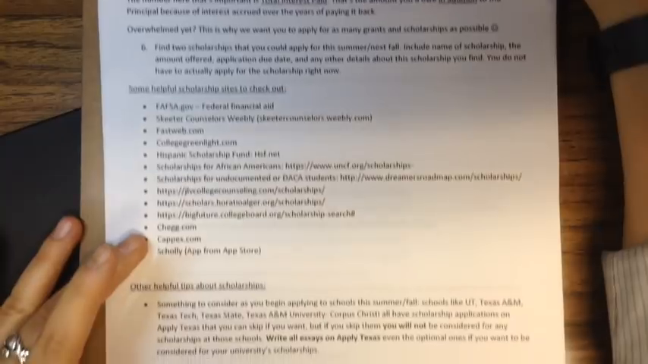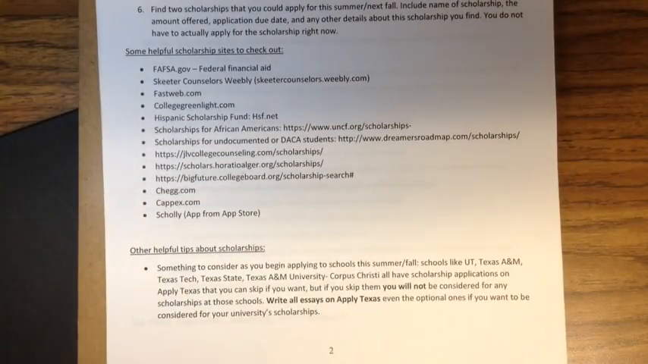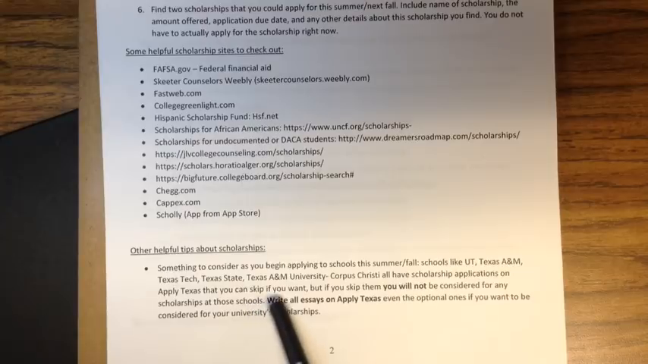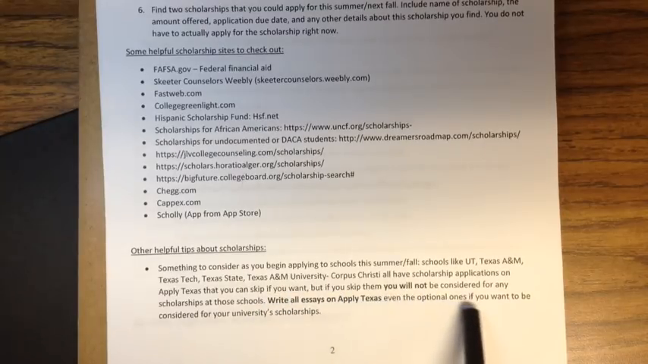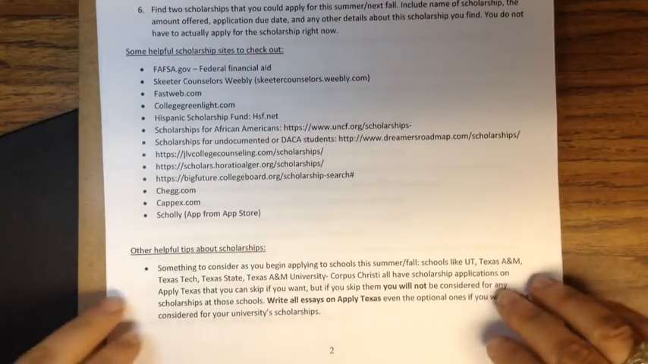Now, there's a note. Something to consider as you begin applying to schools this summer or fall. Schools like UT, Texas A&M, Texas Tech, Texas State, and Texas A&M Corpus Christi all have scholarship applications on Apply Texas that you can skip if you want. But if you skip them, the scholarship applications, you will not be considered for any scholarships at those schools. Just write all the essays. Okay, even the optional ones. You want to be considered for scholarships. Put the work in at the beginning, because you can get free money for your education.